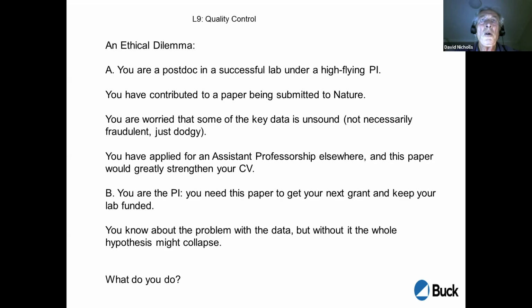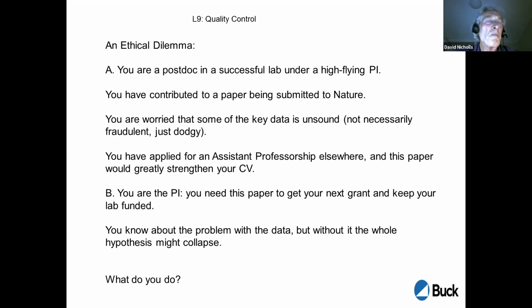And what do you do? Do you become a whistleblower? Do you destroy the paper? You don't get the paper on your CV. Do you ruin the relationship with your PI? You probably have to leave the lab and things suffer.